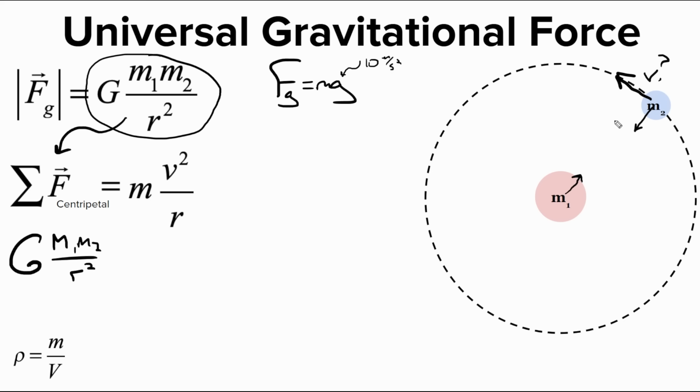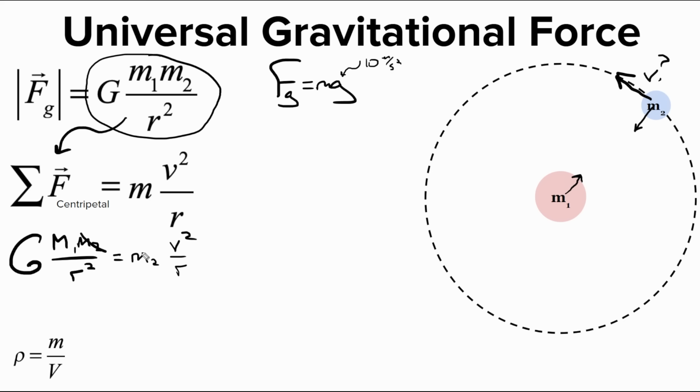Now keep in mind, r is the center to center distance, from the center of one of the masses to the center of the other. That's what we mean by r. So you take G m1 m2 over r squared equals m. Which m is this? It's the moving mass, the m2, the mass that's doing the accelerating, times the speed of mass 2 squared over, again, center to center distance. Now we're assuming mass 1 is so massive that it just sits here and mass 2 goes around it, which is usually how things work out in space.